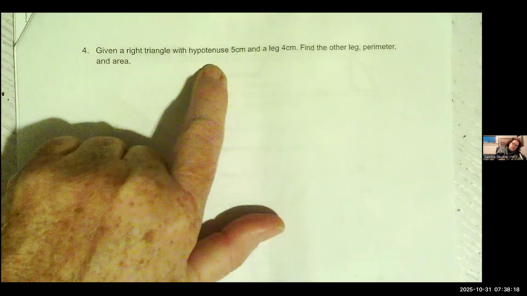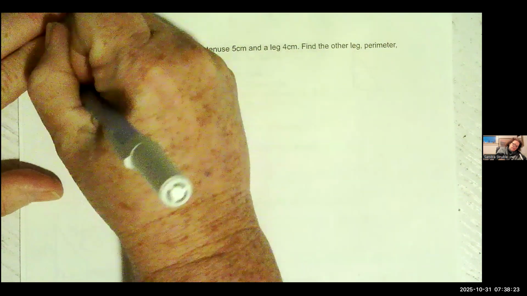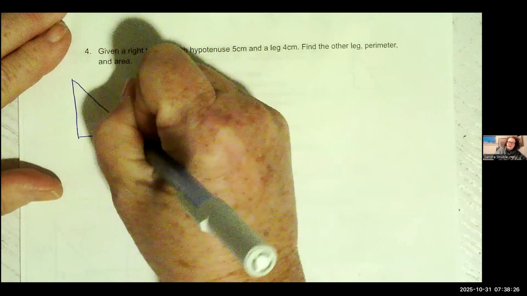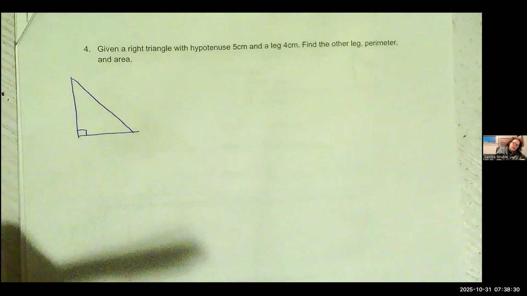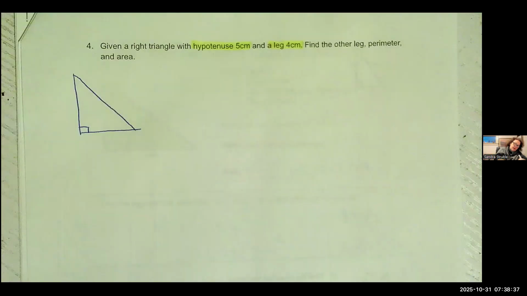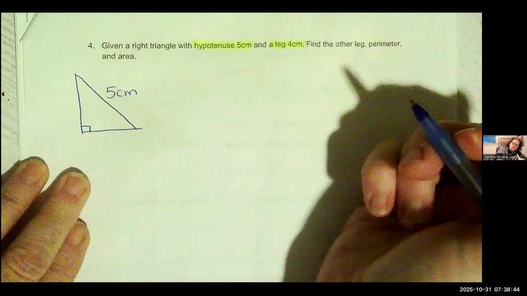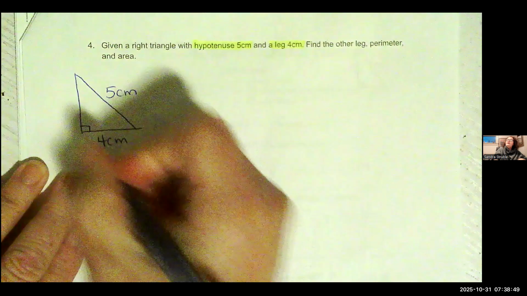So looking at my attempt at drawing a triangle, I'm given that the hypotenuse is 5 centimeters and a leg is 4 centimeters. So 5 centimeters for the hypotenuse. And it doesn't matter which leg. I'm just going to name this leg 4 centimeters. And we have a missing leg. We could call it A or we could call it B. I'm just going to call it A.